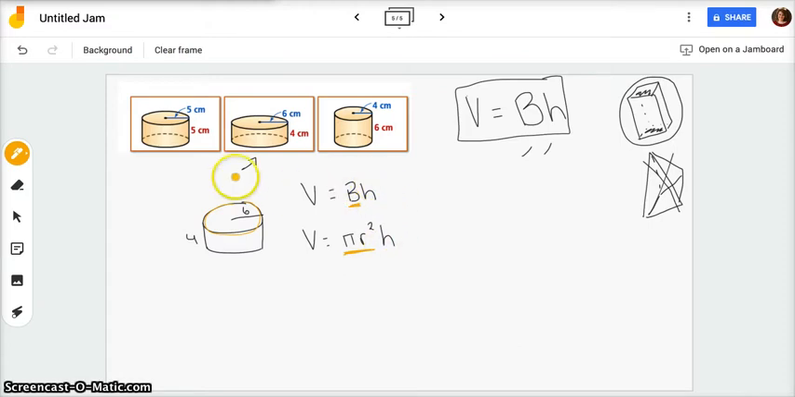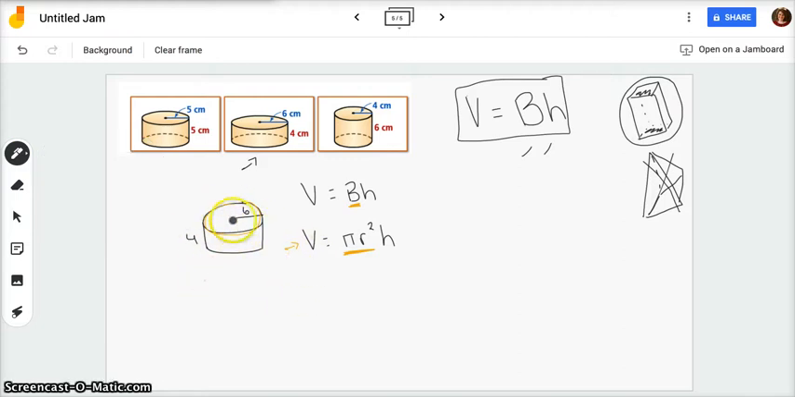So these formulas will both give us the same answer. This one is just specific to cylinders because we specifically have a circular base. Okay, so we're going to move on, and we're going to solve this problem.